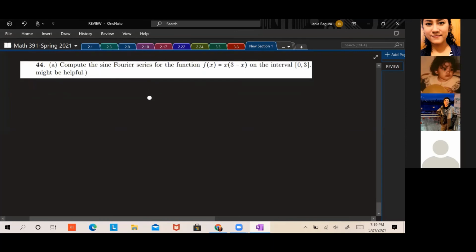So we want to find the Fourier sine series for some function on the interval 0 to 3. What does that mean? Well, that means we're doing an odd extension of this function. So a_n is going to be 0 for n equals 0, 1, 2, and so forth. So a_0 is also 0. That means we're only looking for b_n, and b_n is given by 1 over L integral from negative L to L of f(x) times sine(n pi x over L) dx.